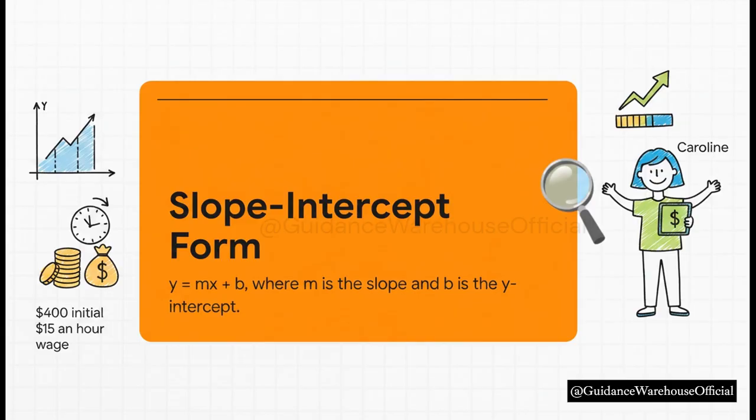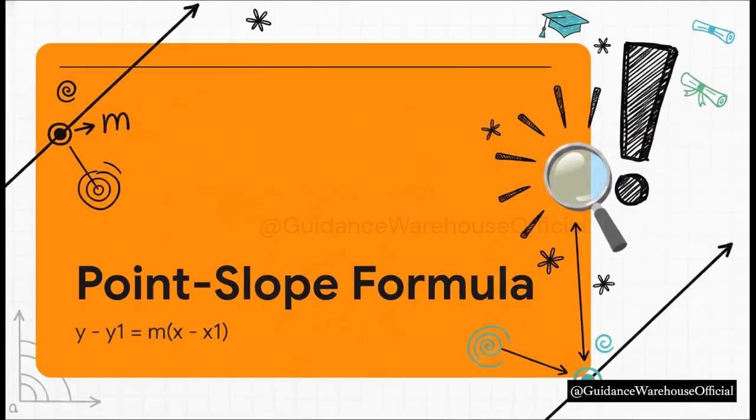The b is the y-intercept, right? That's your starting point. For Caroline, that's her $400 initial deposit. And the m? That is your slope, which represents the rate of change. So for Caroline, that's her wage of $15 an hour. Putting it all together, her earnings equation is simply y equals 15x plus 400. It's that simple.